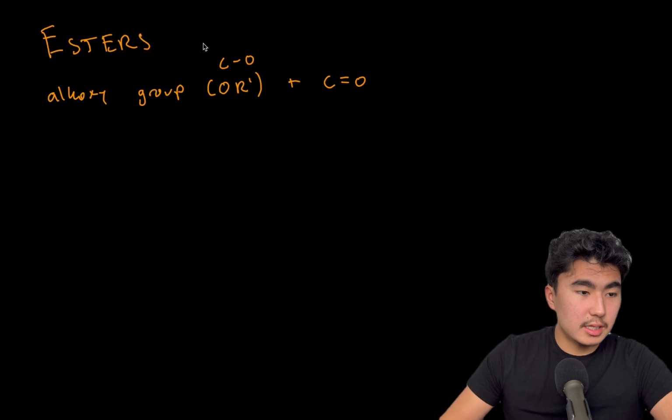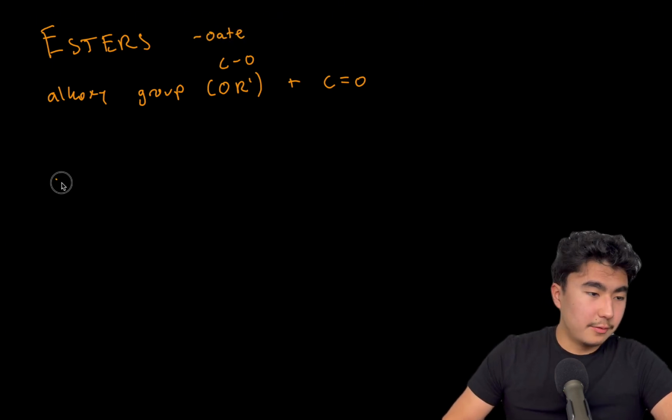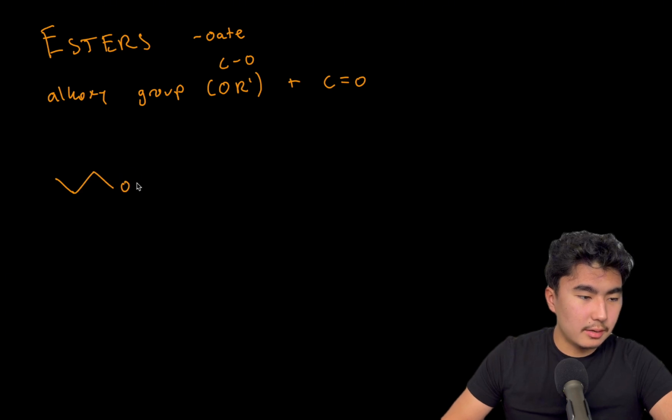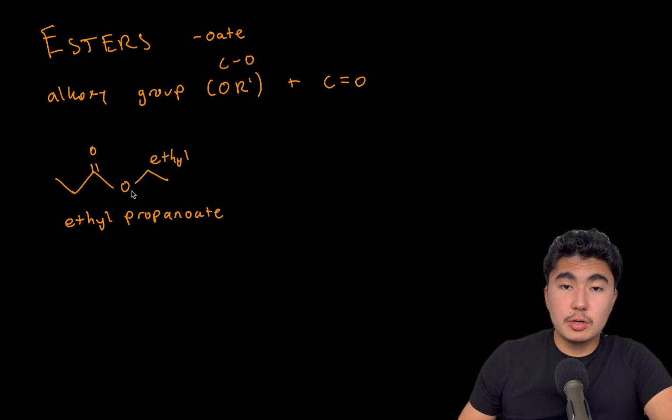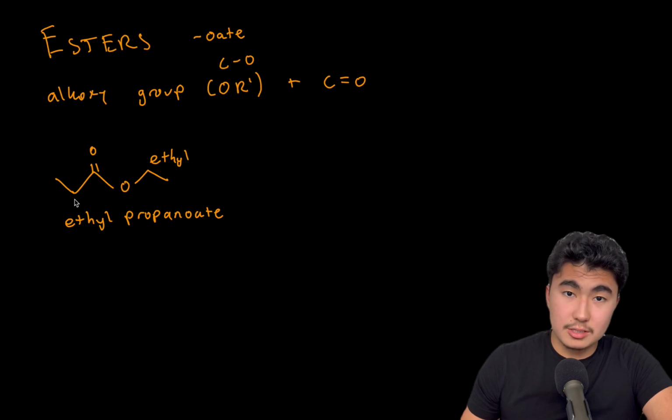So our suffix is going to be -oate for these guys. If we had a molecule like this, this would be ethyl propanoate. The group over here, the R group connected to the oxygen on the right, is an ethyl. So we're going to start from there.